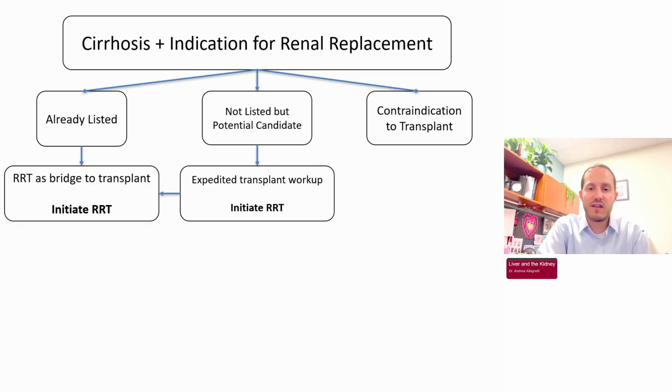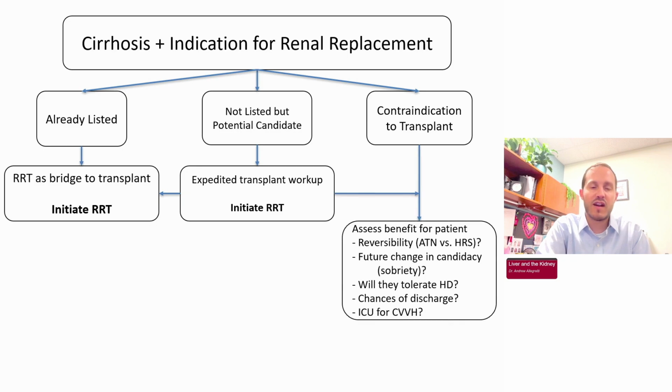But many patients either come in with a contraindication or are unable to complete a transplant workup, and then you're left with a contraindication to transplant, and thus a decision to make about whether you should pursue, continue, or initiate renal replacement therapy in this population. And this may be some of the questions you may ask yourself. Is there reversibility? Do they have HRS or ATN? Does that even matter? Will there be a future change in their candidacy?